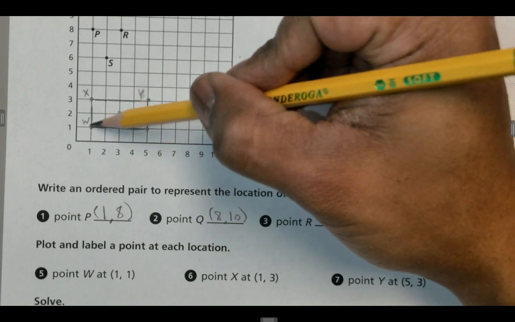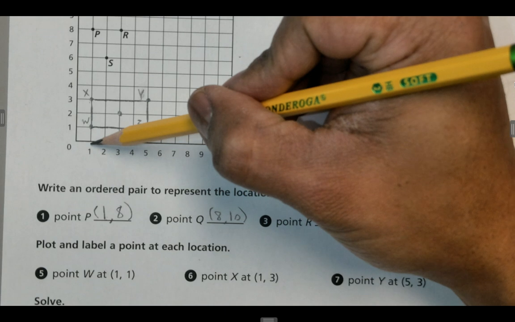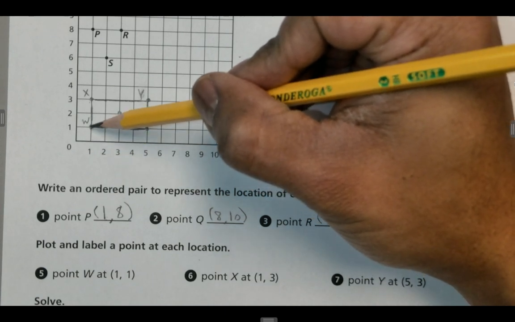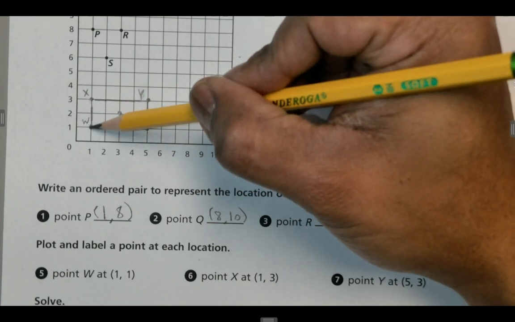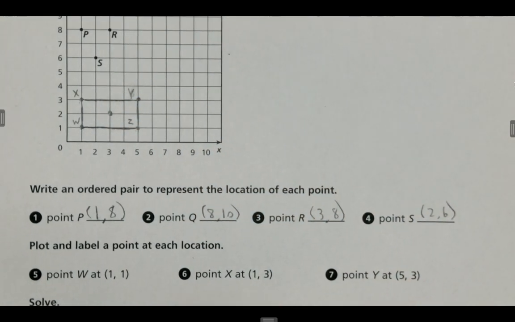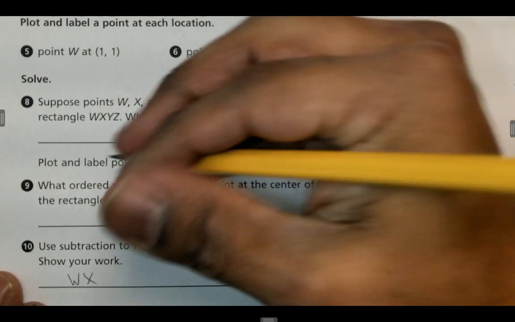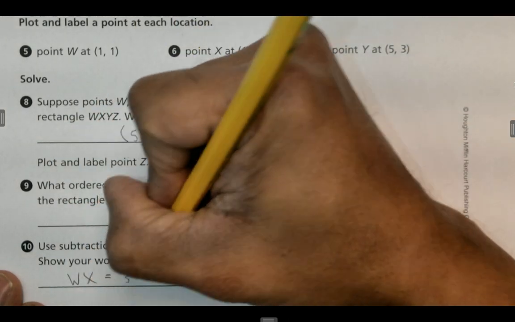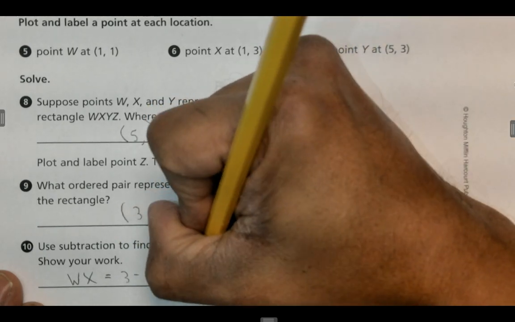Well, WX, what do they have in common? They have the same x coordinate, don't they? They both have an x coordinate of 1, but the y coordinate is different. X has a y coordinate of 3, W has a y coordinate of 1. So for WX, we're simply going to take the 3 minus the 1 from the y coordinates and get a length of 2.